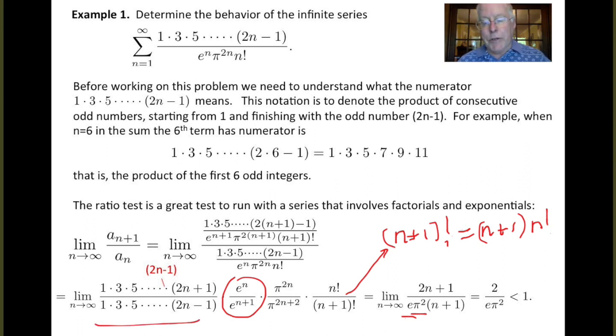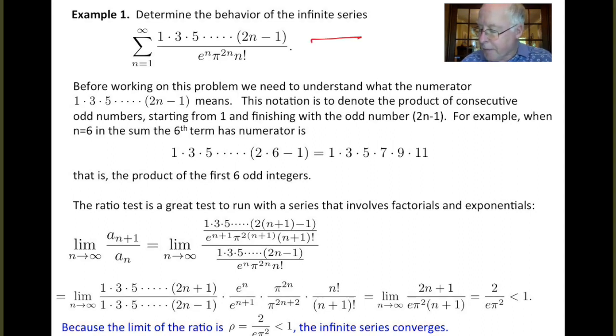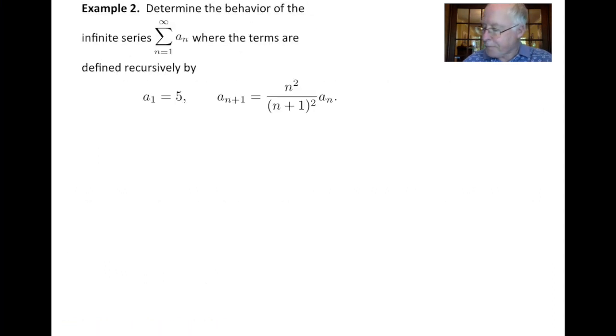Now, this limit is not hard to compute. There's a lot of constants, and we pay attention to the n's here. Those are the dominant terms. We're left with 2 over e to the pi squared. It's an impressive number, but all that we care about is the fact that it's less than 1. And so that limit being less than 1 tells us that the infinite series, that's right up here, converges by the ratio test.